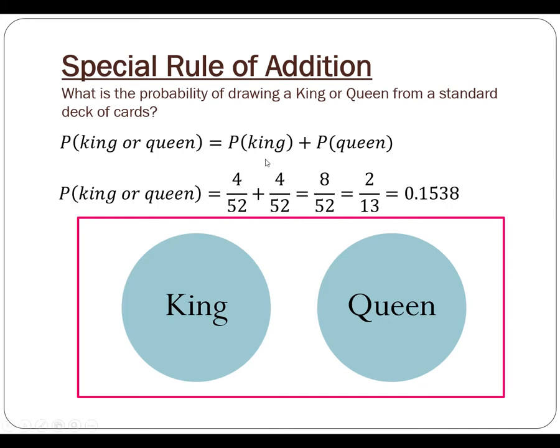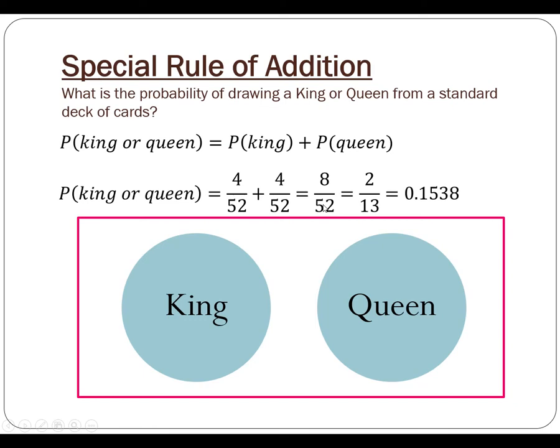Well, when we talk about this in terms of using the word or, remember, or means addition. So this is really the probability of a king plus the probability of drawing a queen. And when we think about this, there's 4 kings in the deck out of 52 and 4 queens in the deck out of 52. And when we do the addition, remember, we add the numerators. They have a common denominator already, so this is 8 out of 52.